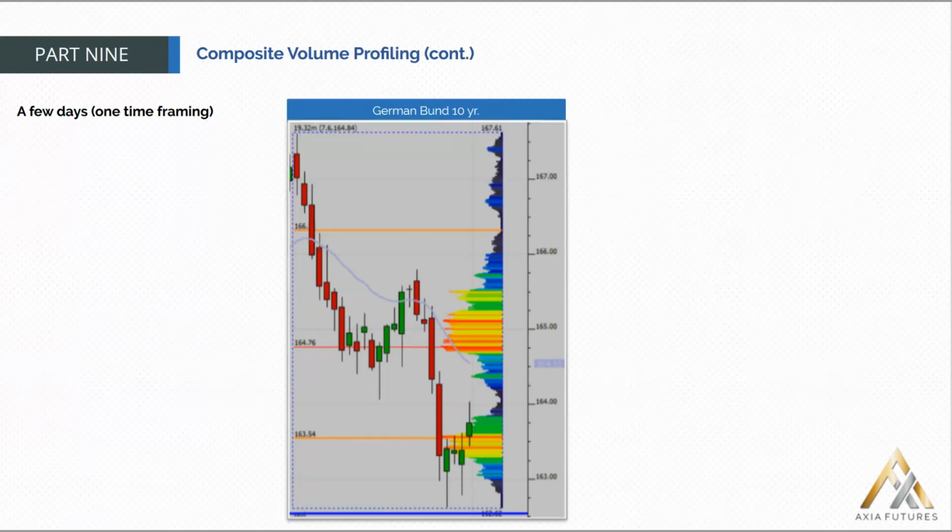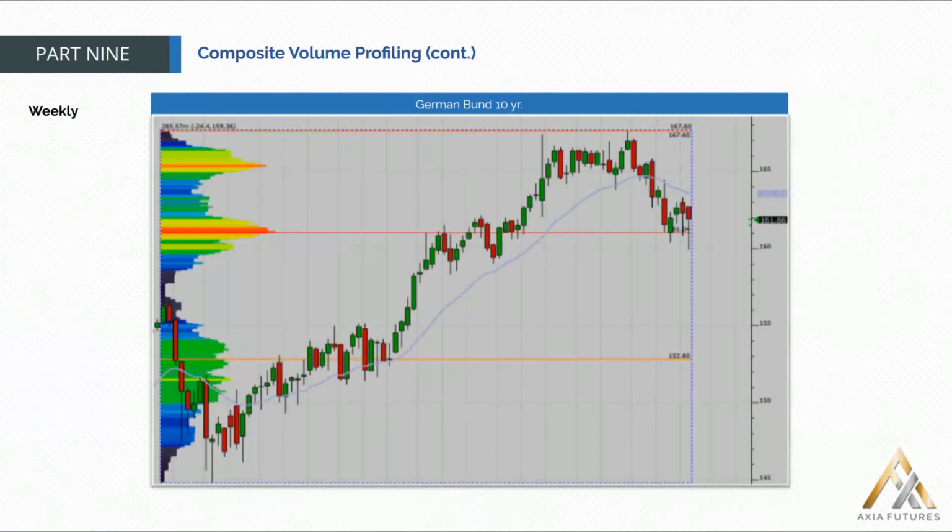I hope you guys are starting to see now how some of the strategies and principles we spoke about in module 1 and 2 are starting to filter through even into composite profiling. Let's take a look at another example. The next composite profile is an example of a weekly volume profile. Again, you can see how composite profiles can really illustrate to us what the bigger picture is in the market.